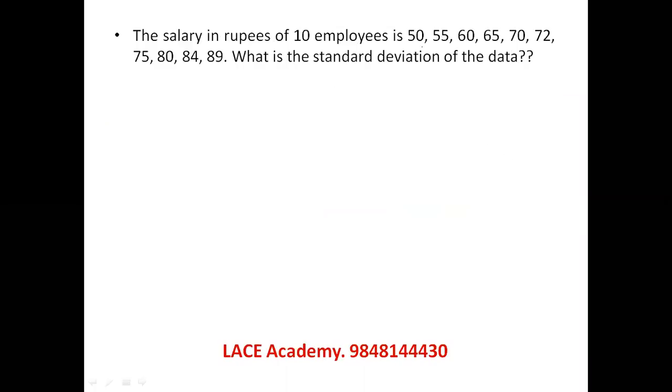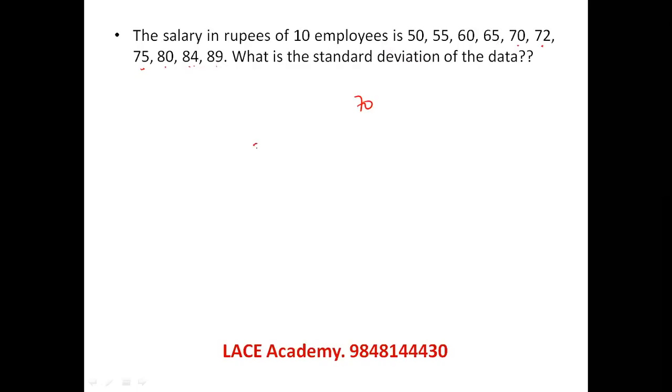Salary of 10 employees is given. What's the standard deviation? For standard deviation, first the mean has to be found. Let's find the total. 50 plus 60, 110, 180 plus 120, 300, 300 plus 80, 380, 455, 527, 531, 611, 700. 700 out of 10 means 70 is the mean.